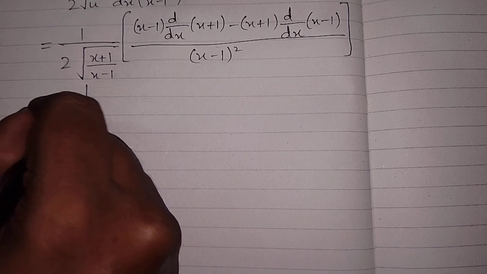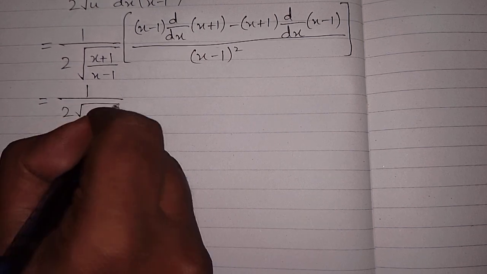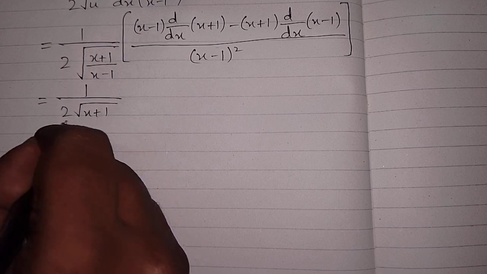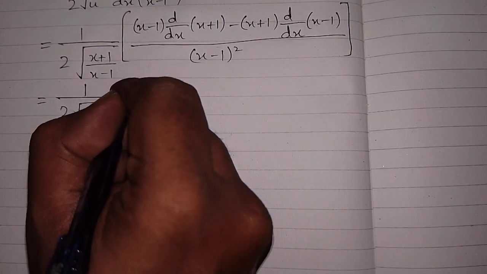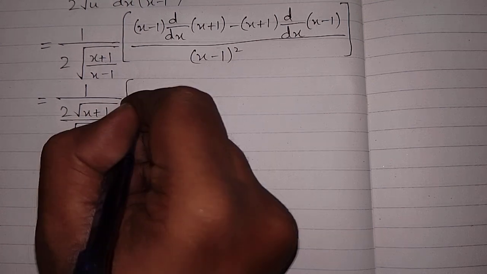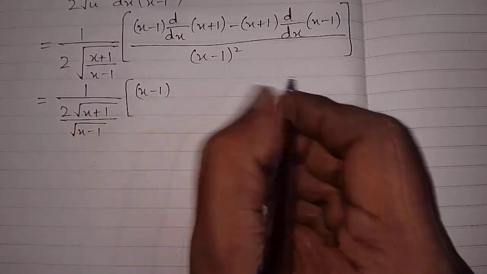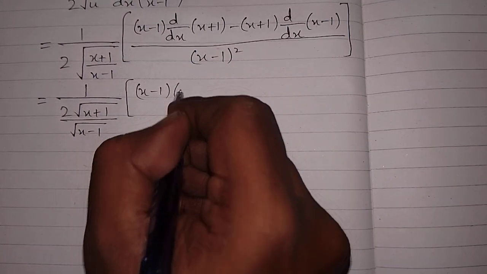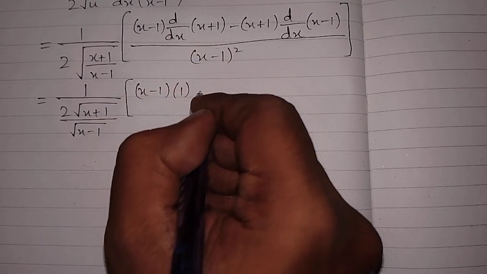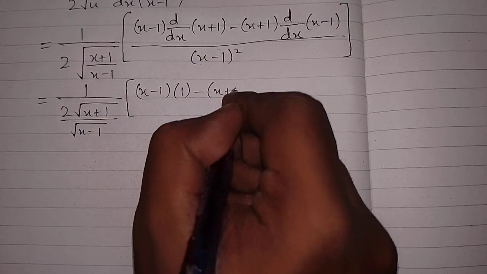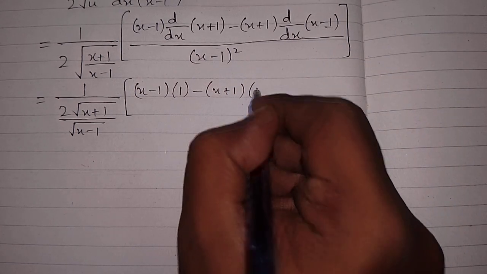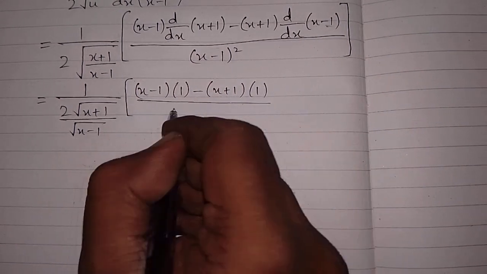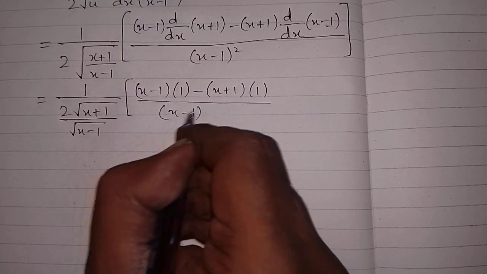Now this can be written as 1 upon 2 square root of (x plus 1) upon square root of (x minus 1), and here we have (x minus 1), derivative of x is 1 and the derivative of 1 is 0, then minus (x plus 1), again the derivative of x is 1 and derivative of 1 is 0, so we have 1 upon (x minus 1) whole square.